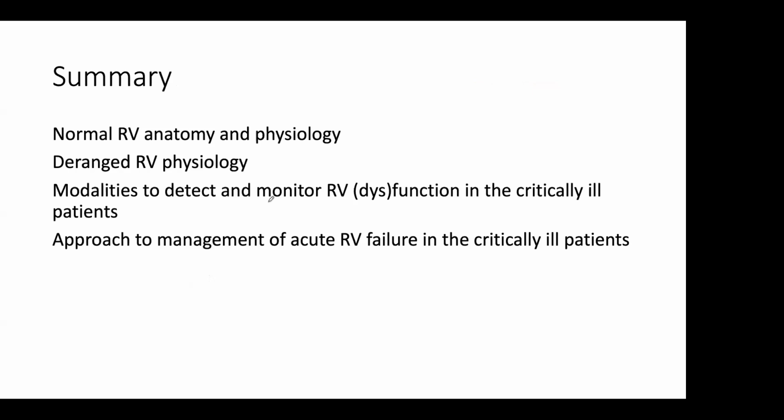So to summarize, we learned about normal right ventricle anatomy and physiology and how the right side ventricle is completely a different system compared to your left side. And we talked about what happens in deranged right ventricle physiology. And we touched briefly upon modalities, invasive and non-invasive, to detect and monitor right side dysfunction. And lastly, we came up with an approach to management of acute RV failure.